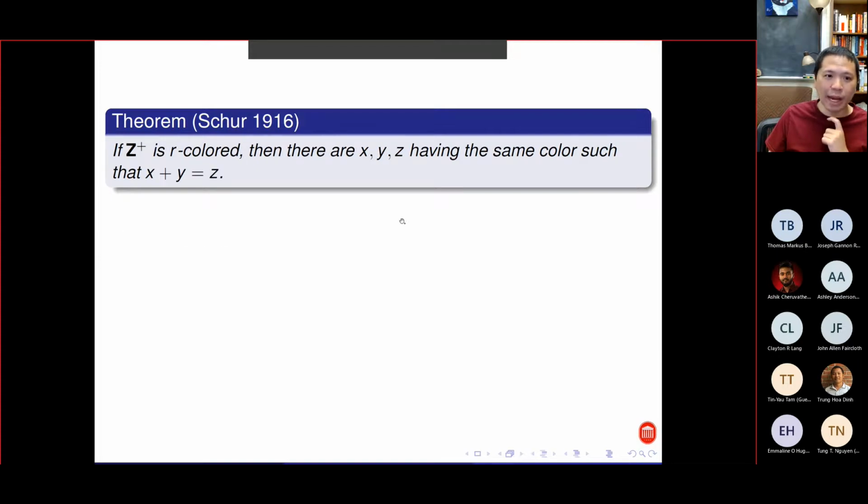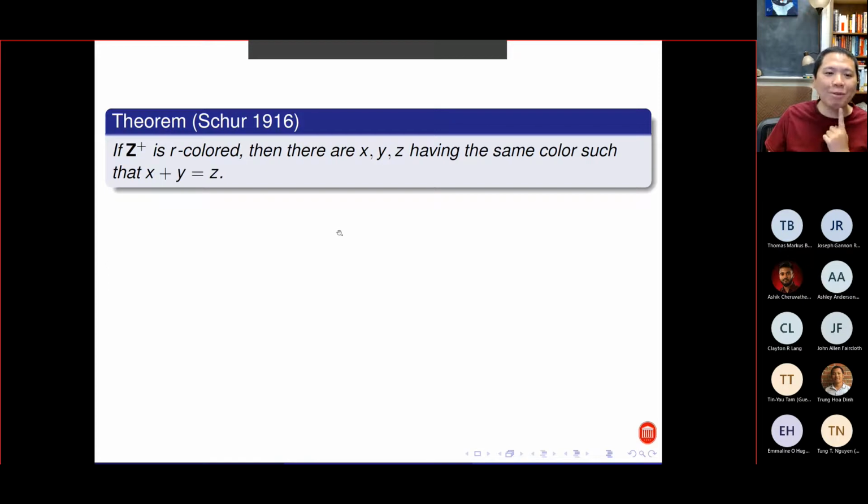So x, y, and x plus y is a cube of dimension 2, right? But the difference between this theorem and Hilbert's theorem is that we do not translate a cube. So we already have a cube and we don't translate it.